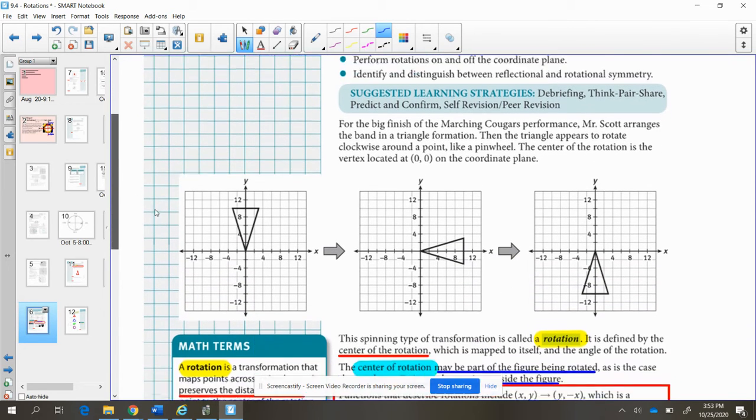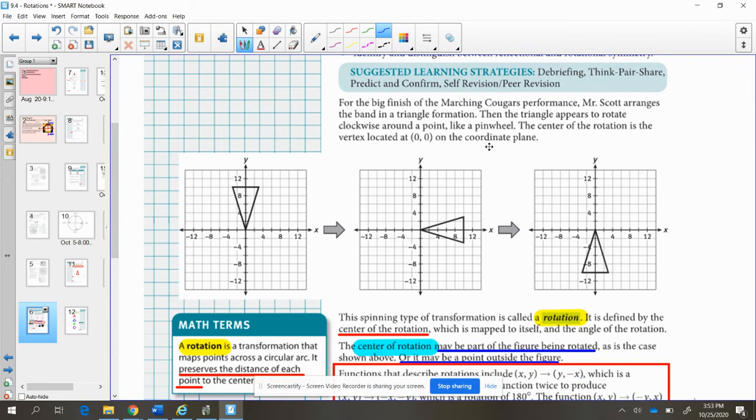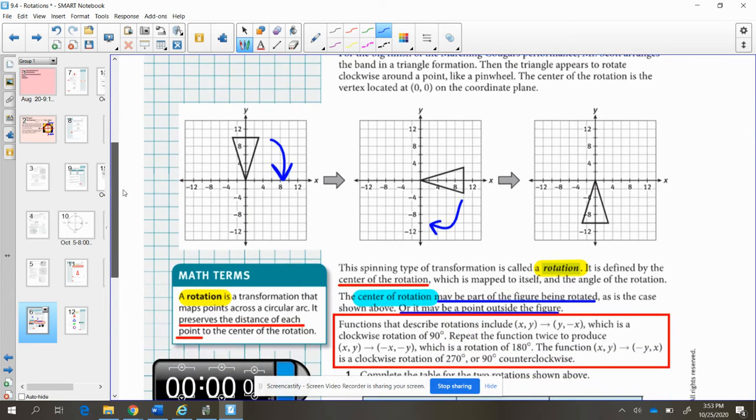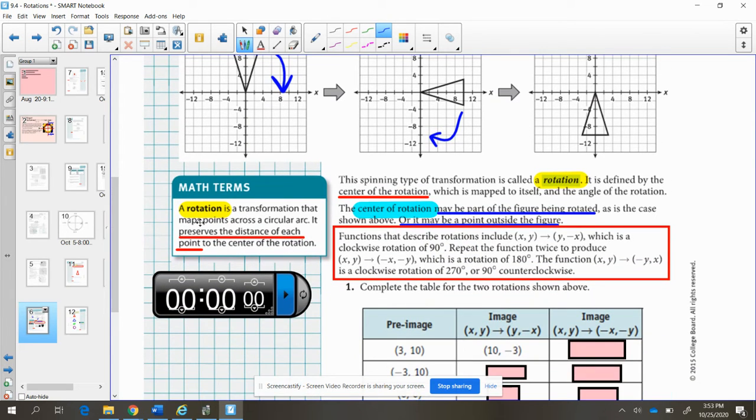When we talk about a rotation of a new set of points for our Marching Cougars band, the first transformation appears to rotate clockwise so that we get our first image here. And then it looks like it is rotating clockwise yet again to get to our next image. Each of these is considered a rotation, and it preserves the distance of each point. So these would be considered a rigid transformation yet again.